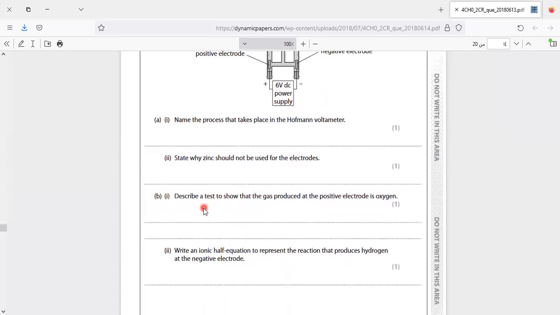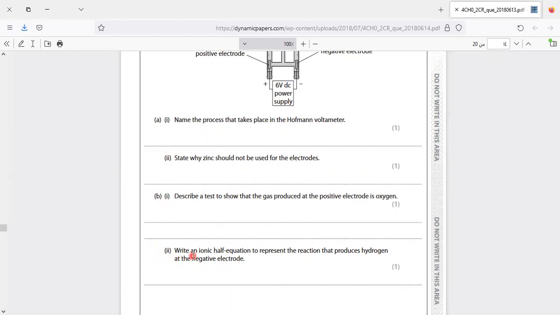Okay. Noor, question B. Describe a test to show that the gas produced at the positive electrode is oxygen by glowing splint. The result? The splint will relight. Relight.